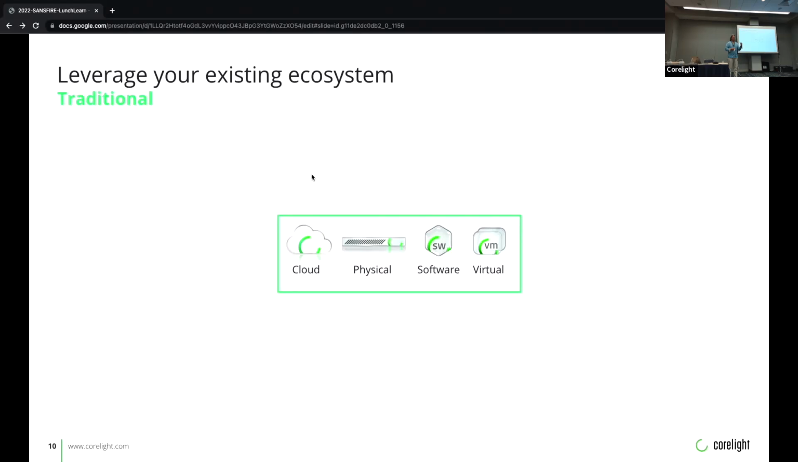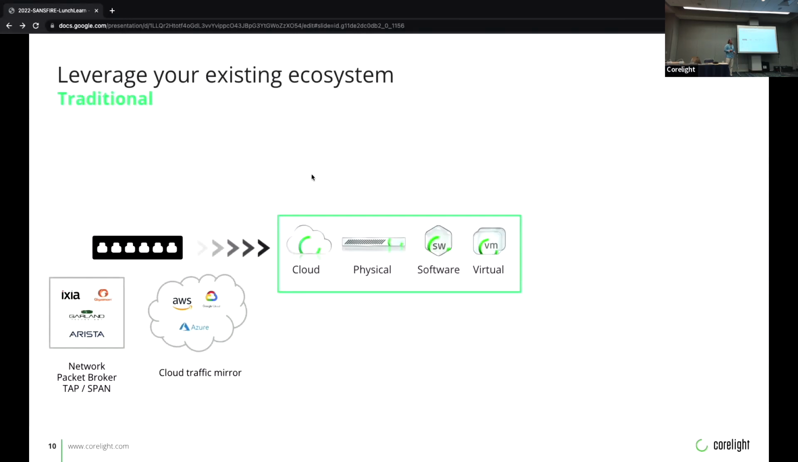Do you have something that's an IoT device? Do you have something that's just Linux-based platform that's outside of the norm in your environment? Corelight deploys across each one of, really any scenario you can imagine. With this, we're a passive device. So we're dependent on being fed the data from a packet broker, from a network tap, from cloud traffic mirrors.